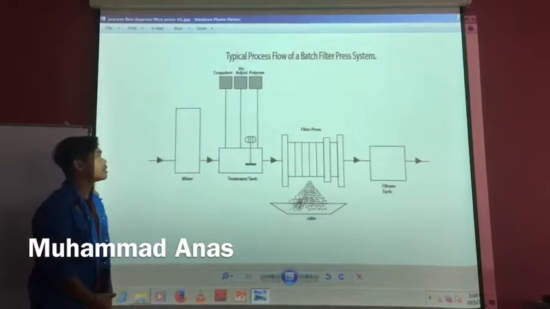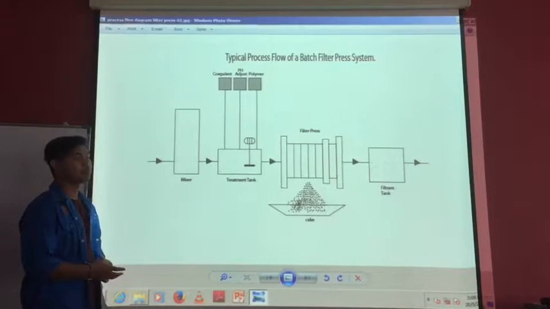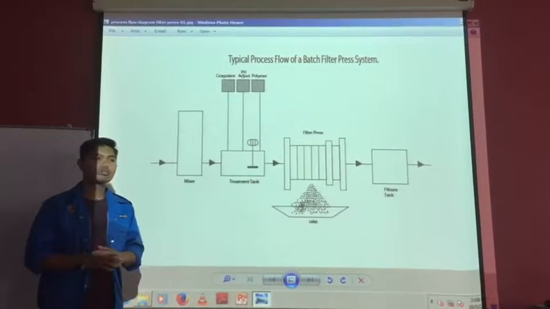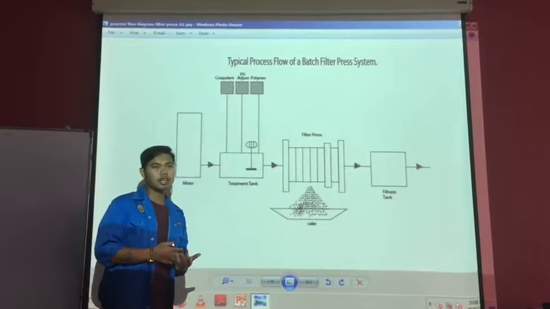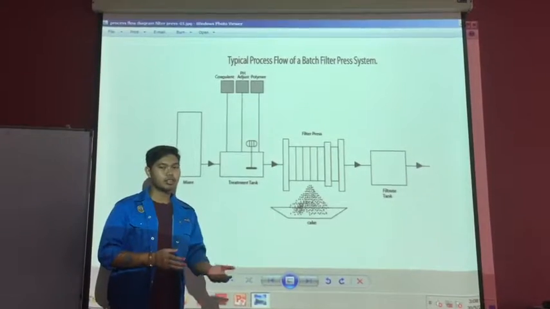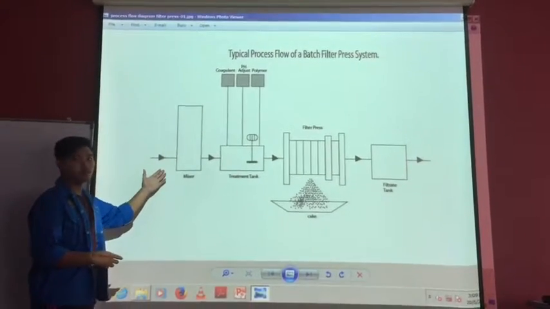Okay, today I will explain about the process flow of the filter press system. The filter press system is commonly used in industry and experimental labs. So first, the solutions will enter the mixer.